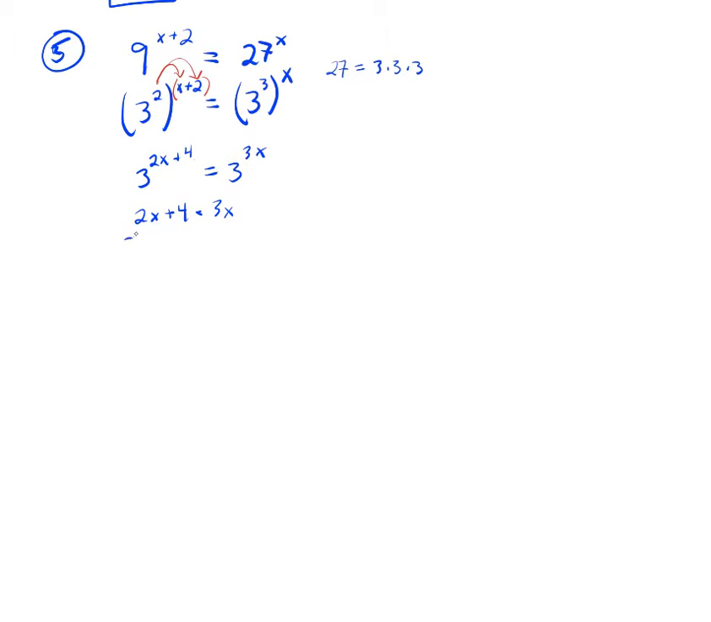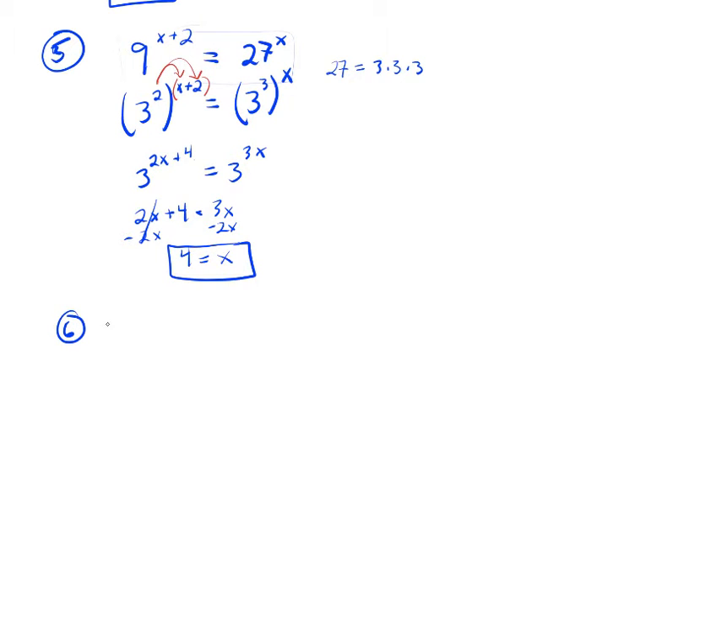3x, we'll subtract 2x from both sides, and 4 equals x. So what will make this original equation at the beginning true is when x equals 4, it will make both sides true, the same number.